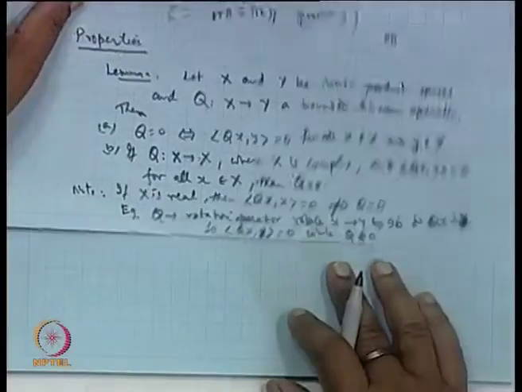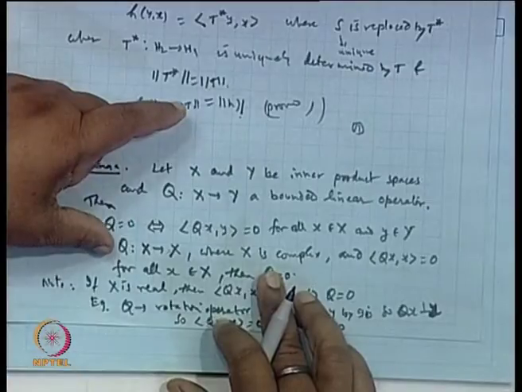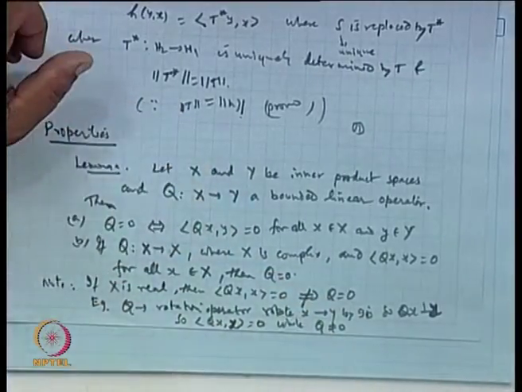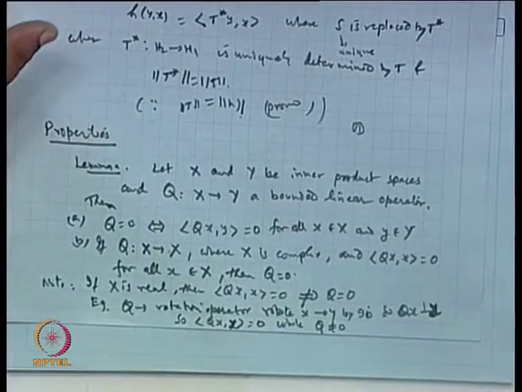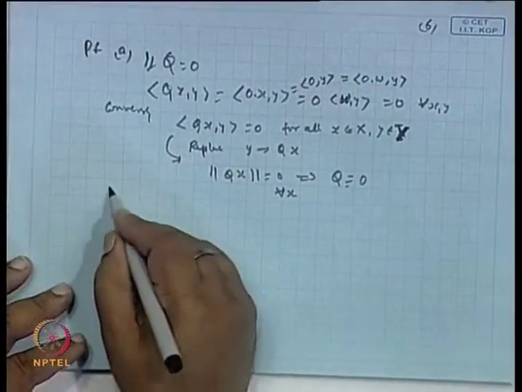So, what it says is that if the inner product of Qx, x is 0 and X is complex, X belongs to a complex plane, then Q must be 0. But if X is not complex, then Q need not be 0, it may or may not be 0. Okay. So, let us see the proof for this. So, proof for the second part.